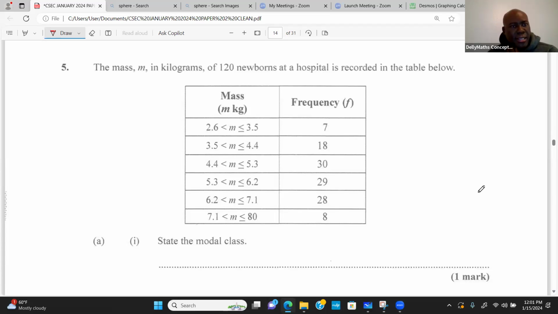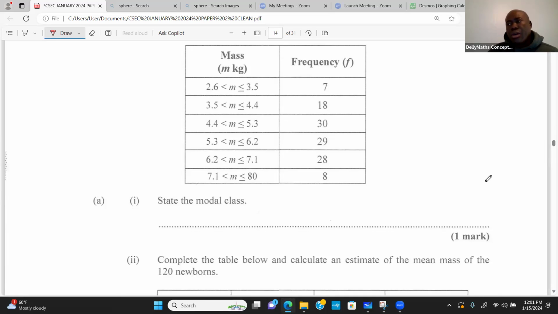All right, number 5 is statistics. It says the mass m in kilograms of 120 newborns at a hospital is recorded in the table below. So you're seeing the table. All right, state the median class. Median simply means that the class that occurs the most. So from this column, the frequency, I'm going to look to see the biggest number, which is 30. So I'm going to use it to help me to pick up the median class. So the median class is where m is less than or equal to 5.3, but greater than 4.4. Right? So that's the median class.